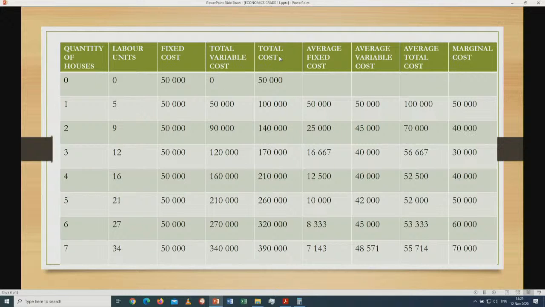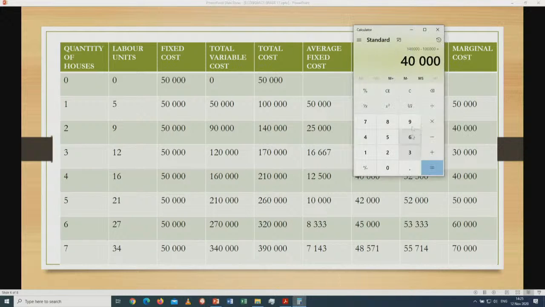Now, what will be the total amount that is being incurred as a cost? You just add. Let me just do it practically.